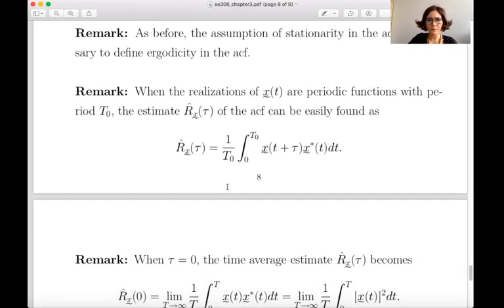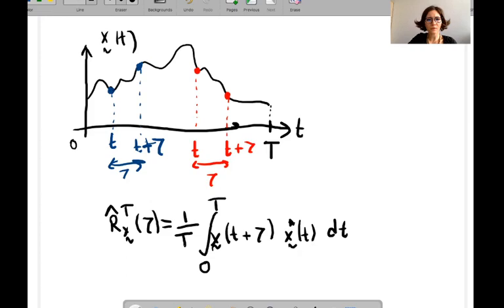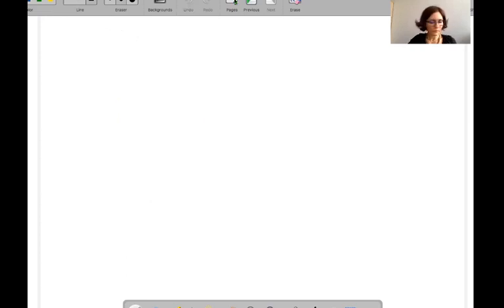Now, well, if you're wondering why this is the case, let's just draw the following picture. So you have a random process, x of t.